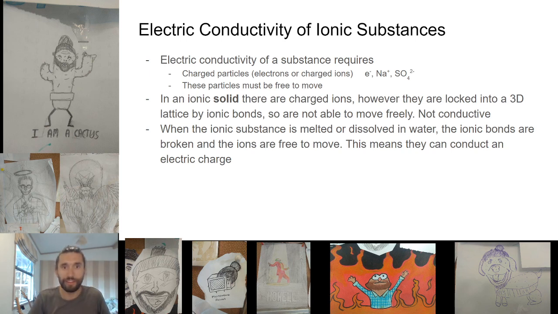All right, moving on to electrical conductivity of ionic substances. Now, what we need to know is what causes a substance to be conductive to electricity. What it needs first is charged particles. So a charged particle could be some electrons, sodium ions, anything with a charge, like that little plus or those minuses, so ions, the sodium, the sulfate, and these particles must be free to move. There's no point having electrons if they're just stuck with one atom. They have to be able to move throughout the substance.